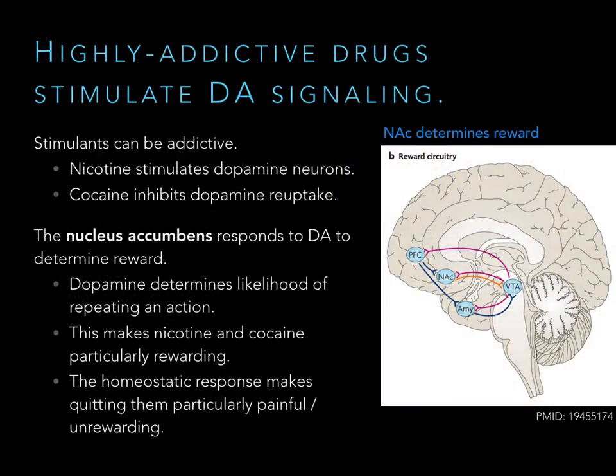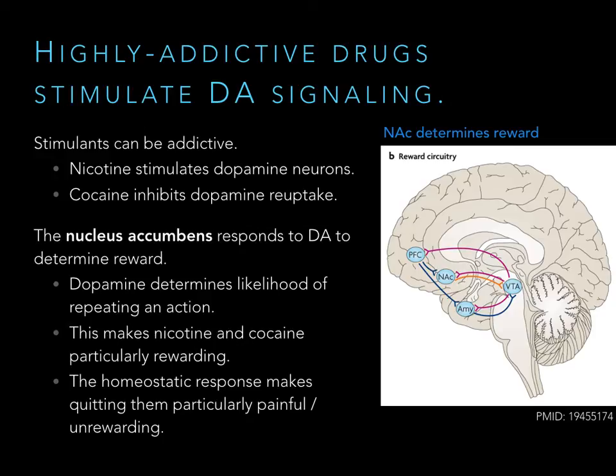Those highly addictive compounds are the ones that act on dopamine. So stimulants can definitely be addictive. People get addicted to cigarettes all the time. That's because nicotine stimulates dopamine neurons. It doesn't affect the uptake of dopamine. Instead, what it does is directly activate dopamine neurons. So you're dumping more dopamine, and you're saying, man, smoking is great. I love smoking. I should definitely smoke more.